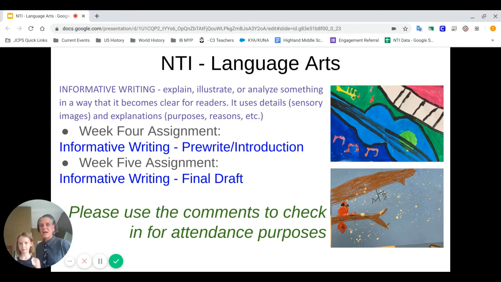I'm breaking this assignment into 2 weeks. So this week, week 4, we're just going to work on the pre-writing, a little outline of the main points, and you're going to write an introduction. Next week, we'll worry about the rest of it.